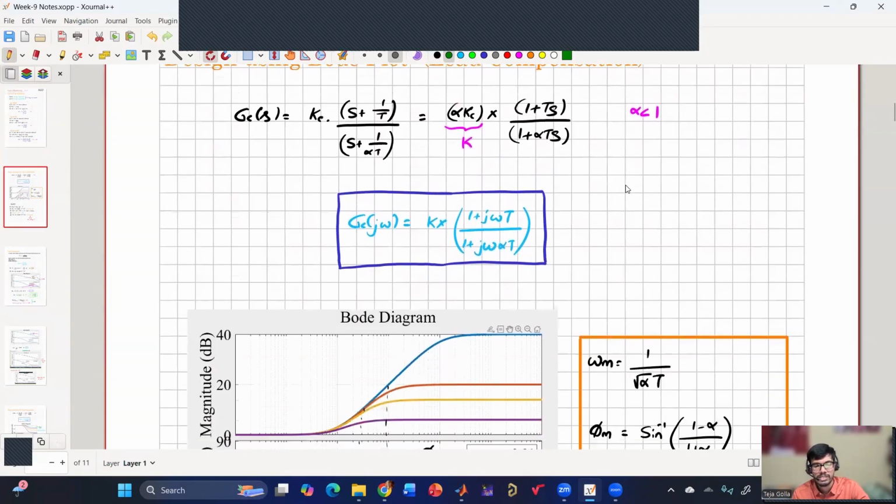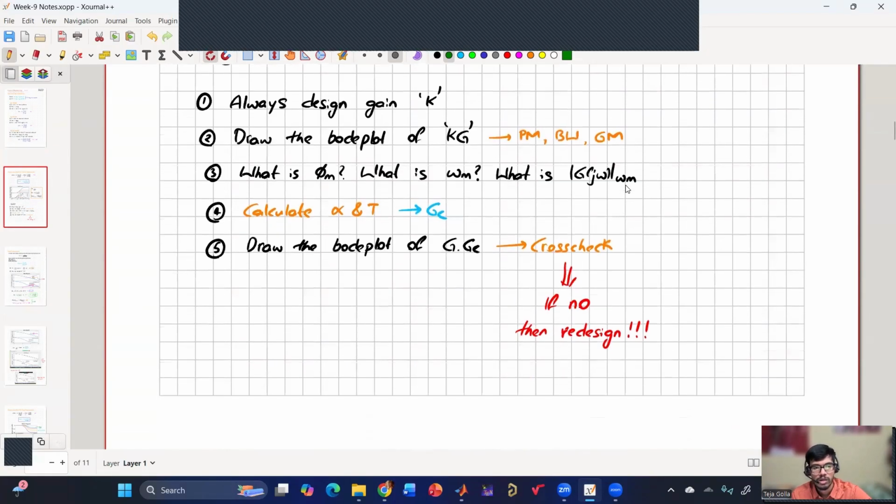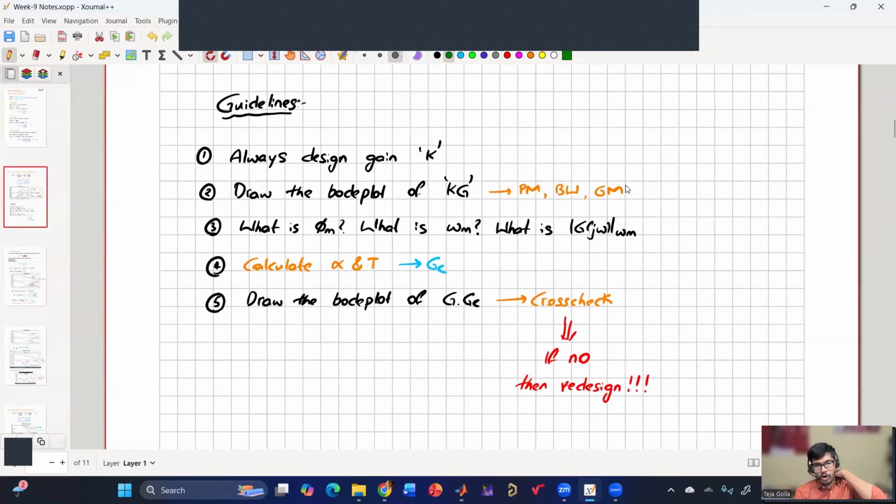In the case of lead compensation, we have seen alpha plays a critical role in deciding phi m and omega m. These are the relations between omega m, alpha, omega n and phi m, as well as the magnitude at this phi m with respect to alpha and T. Coming to the first design guidelines for lead compensation, we always design the K first, then draw the Bode plot of KG, where we get the phase margin, bandwidth as well as gain margin. Once we have that, we see what phi m, omega m and the magnitude are. Then we calculate alpha and T based on the formulas, draw the Bode plot and see whether it meets the requirements or not.